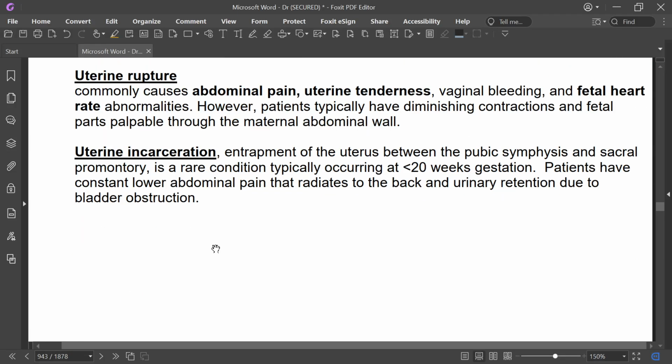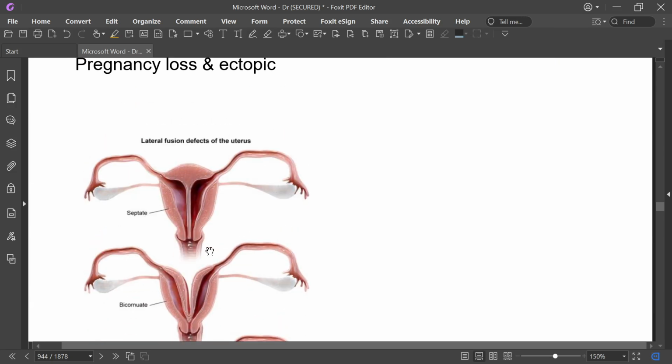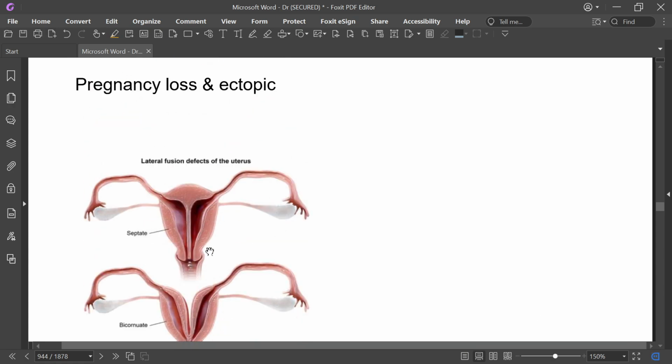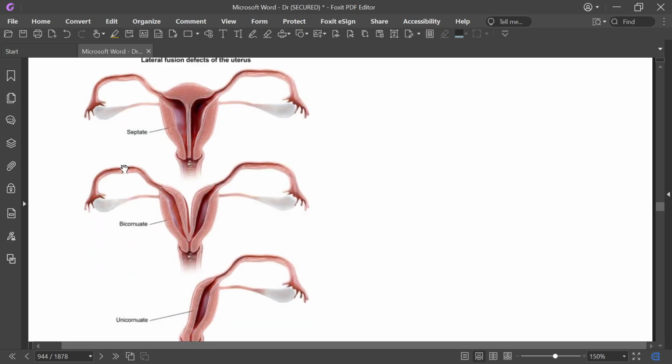Uterine incarceration, entrapment of the uterus between the pubic symphysis and sacral promontory, is a rare condition, typically occurring before 20 weeks of gestation. Patients have constant lower abdominal pain radiating to the back and urinary retention due to bladder obstruction. It can lead to pregnancy loss. Next, ectopic pregnancy.